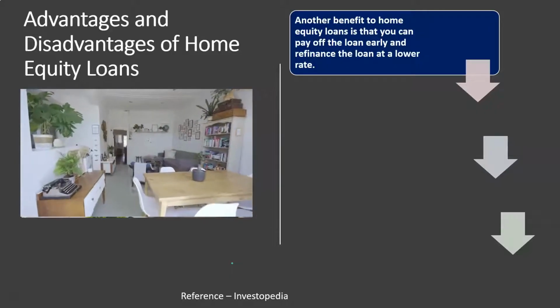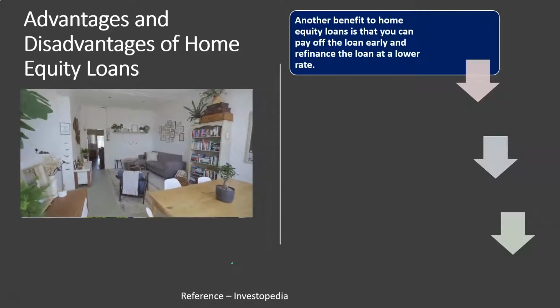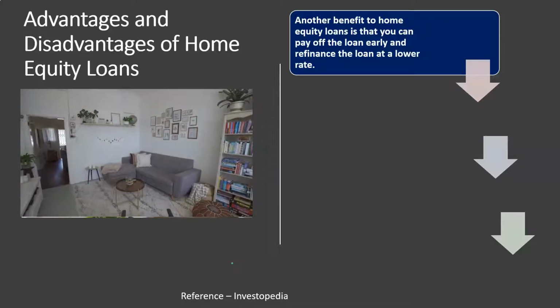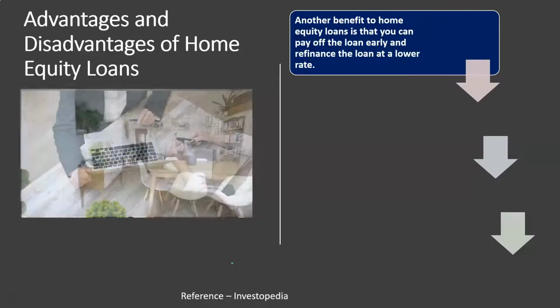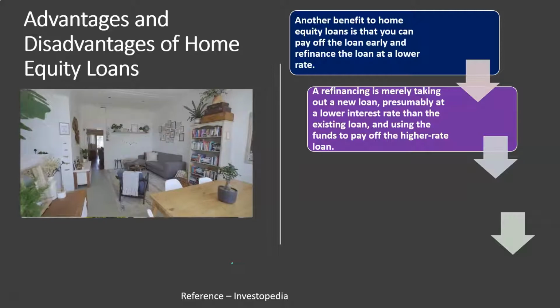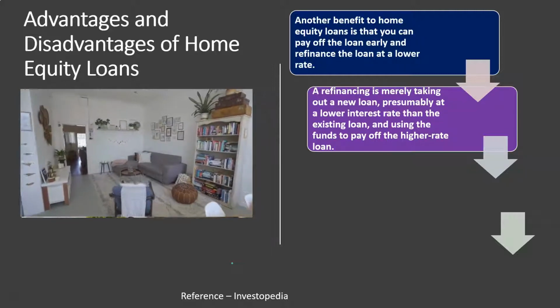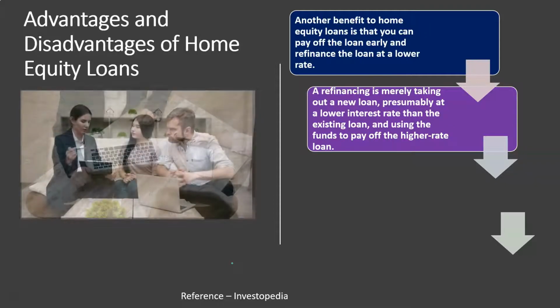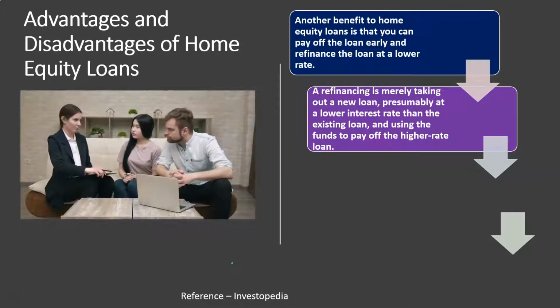So, advantages and disadvantages continued. Another benefit to home equity loans is that you can pay off the loan early and refinance the loan at a lower rate. So you want to make sure that you have the ability to pay it off early, but typically you do. If you've got that ability, that's nice, so that you can have the set payments where they are and possibly then be able to pay more off if needed to pay it off sooner.